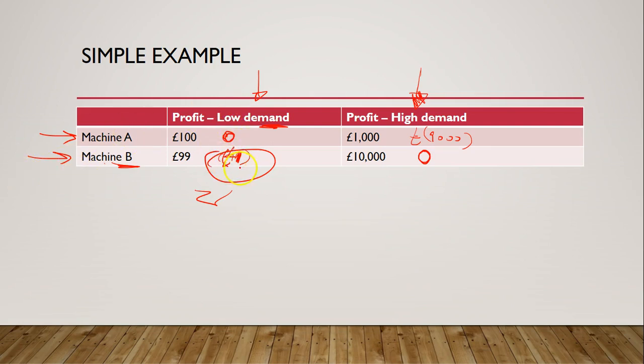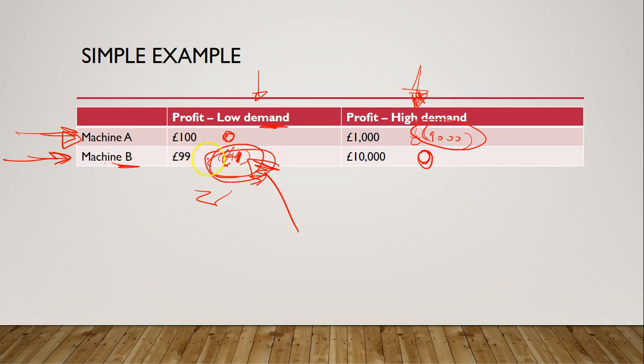But if you had chosen machine B and we had low demand, you've lost out on £1. If you go with machine A and we have high demand, unfortunately you lose out on 9 grand, because you could have chosen machine B and nailed 10,000. But if you had chosen machine B and have high demand, you've made 10,000 and have no regret. So the question is, what is the maximum regret? The maximum regret is this 9 grand here. We don't want that. We need to minimize that regret, so we want to choose the one with the least regret.